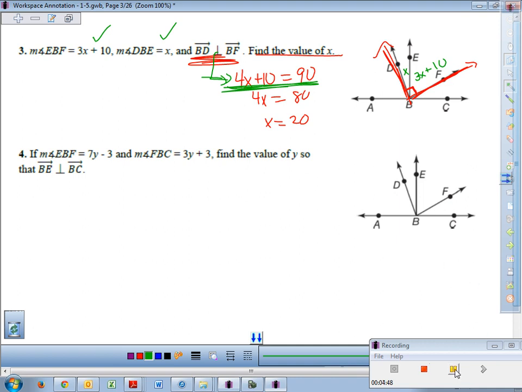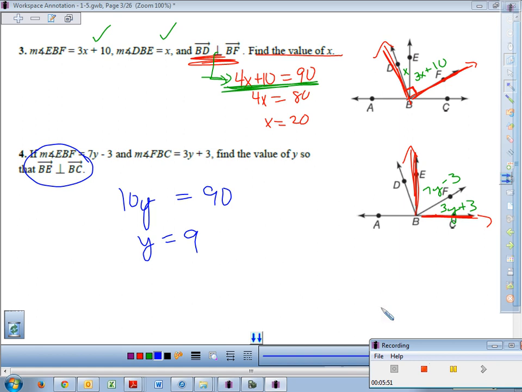Pause the video. Are we cool with all that? Did I put everything in the picture correctly? It's a maybe, maybe not, because they didn't straight tell me that they were perpendicular. They said find the value of y that would make them perpendicular, right?